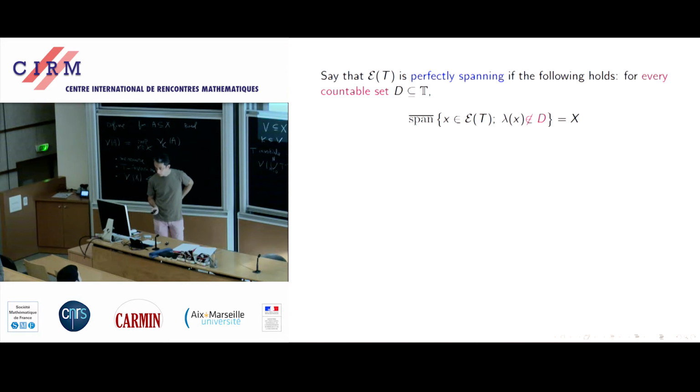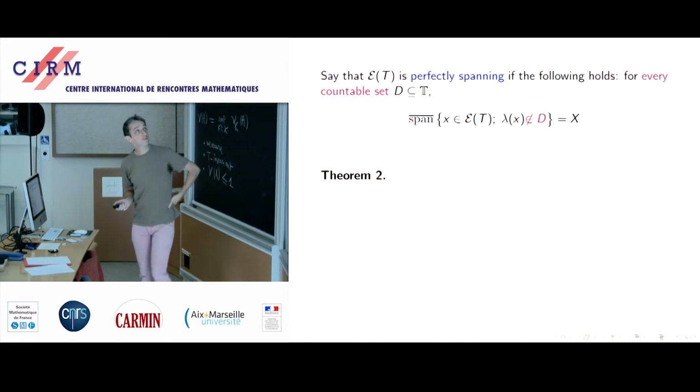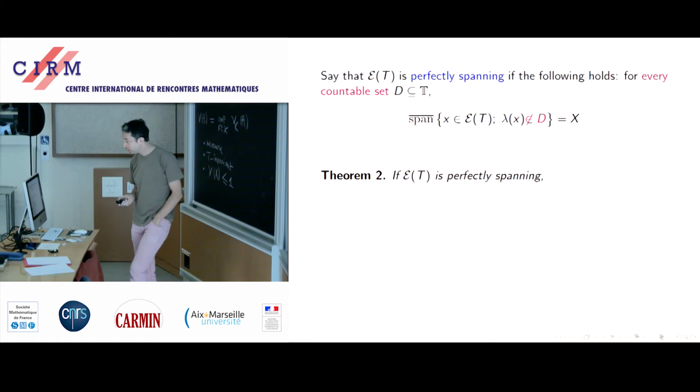So what does it mean? Is that really you have a lot of eigenvectors and of eigenvalues. This is the point, because of course, if you take the identity, then the eigenvectors span the space, but if you remove just one eigenvalue, then you don't span anything. So the second result is like this. If E of t is perfectly spanning, then you are ergodic.